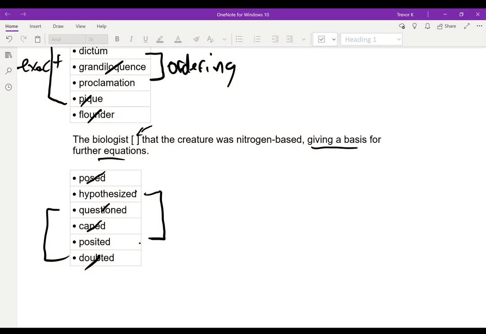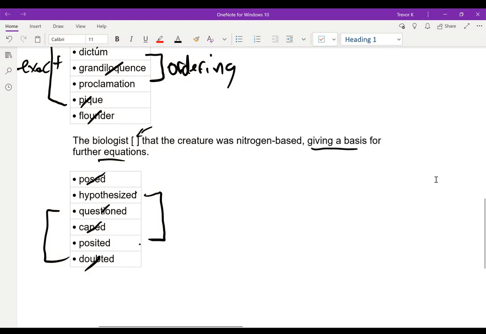All right, cool. So that's a couple examples showing our sentence equivalence process in action. We're looking at the blank, and then we're identifying the keywords or phrases.